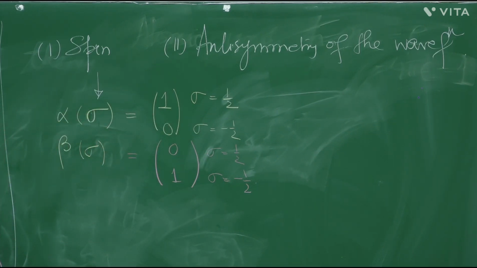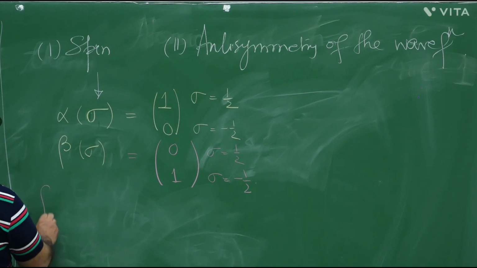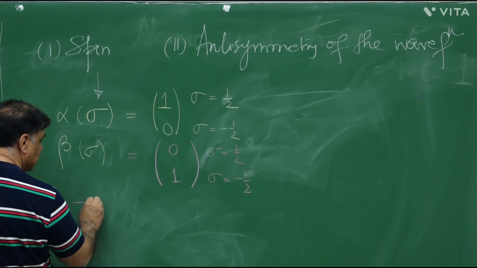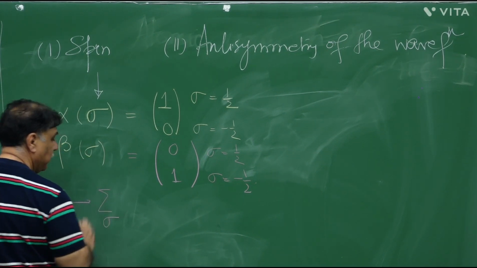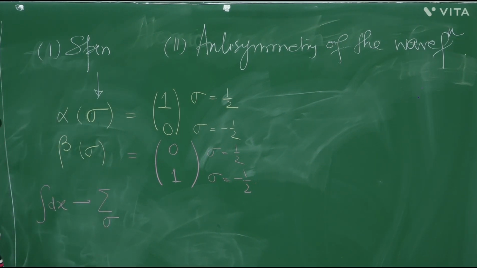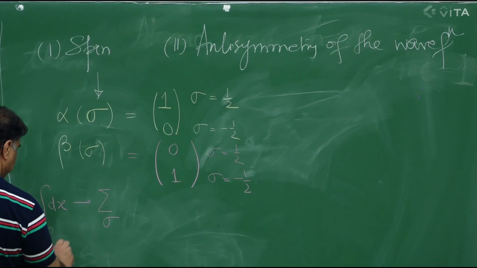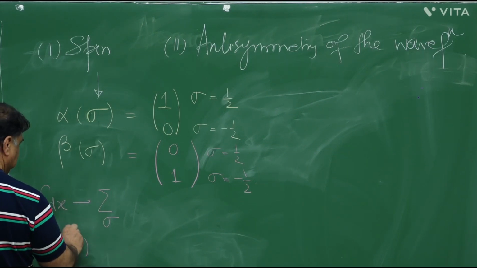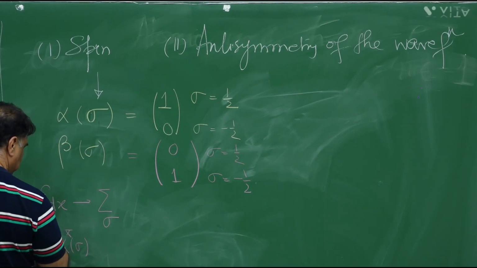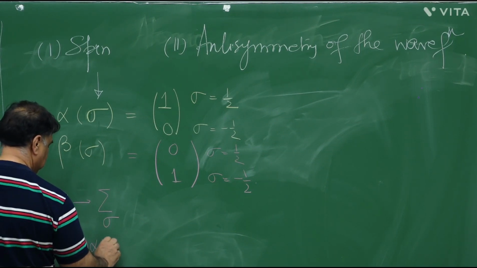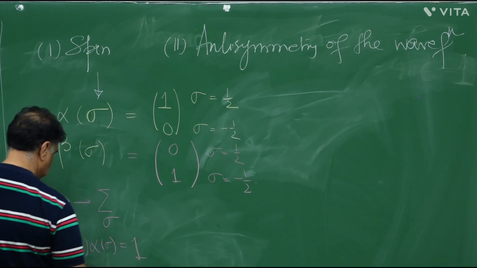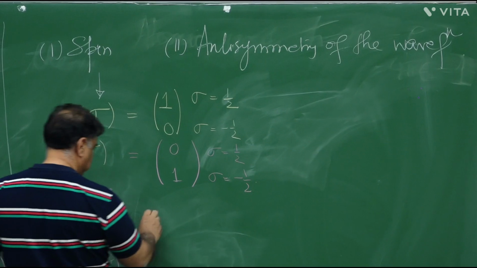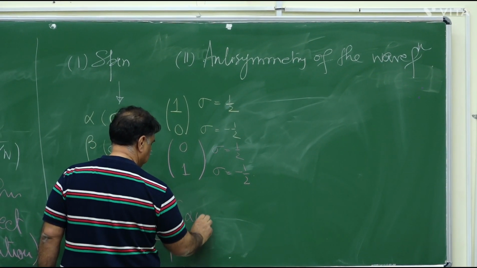So, it takes some getting used to, but once you get used to it, it's fine. And you can already see that the integration over x that we have in the wave function is going to be replaced by summation over sigma. And you can see that alpha of sigma, since this is real, it doesn't matter. Summed over sigma, alpha squared of sigma is 1, and so is beta.